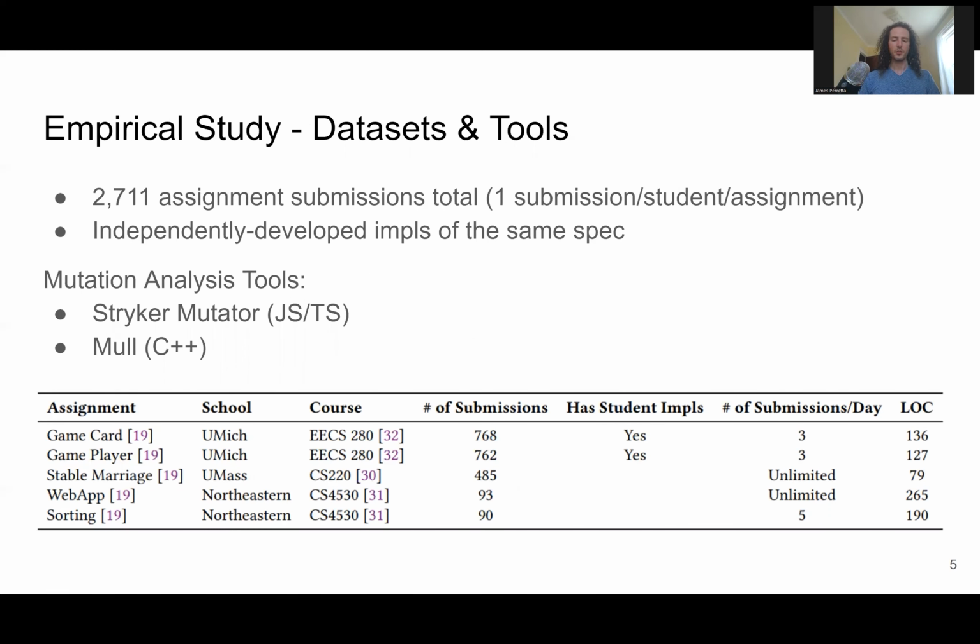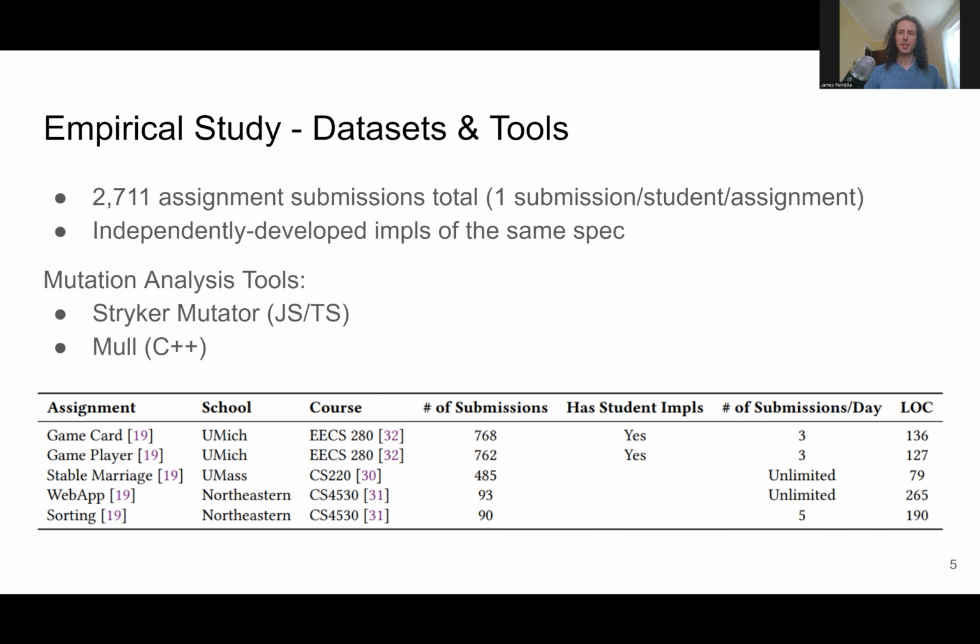We collected data from 2,711 assignment submissions from 5 programming assignments across 3 courses at different institutions. The assignments used JavaScript, TypeScript, or C++, and we used Striker Mutator as our mutation analysis tool for the JavaScript and TypeScript assignments, and Mull for the C++ assignments.